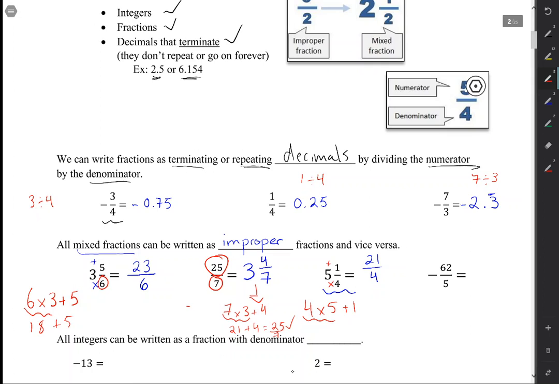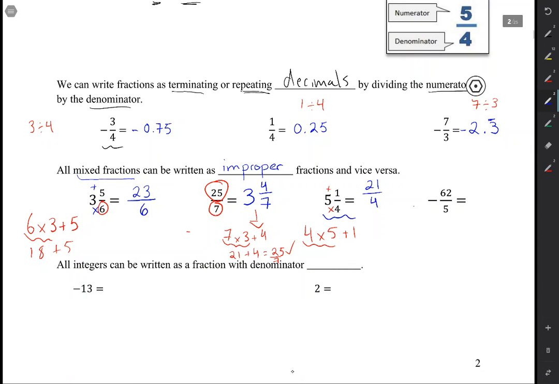So let's try this one over here. So this time we have negative 62 over 5. The negative makes it look a little more scary, but you know what? That thing's just chilling out front, so we're going to ignore it for now. We're just going to look at the 62 over 5.